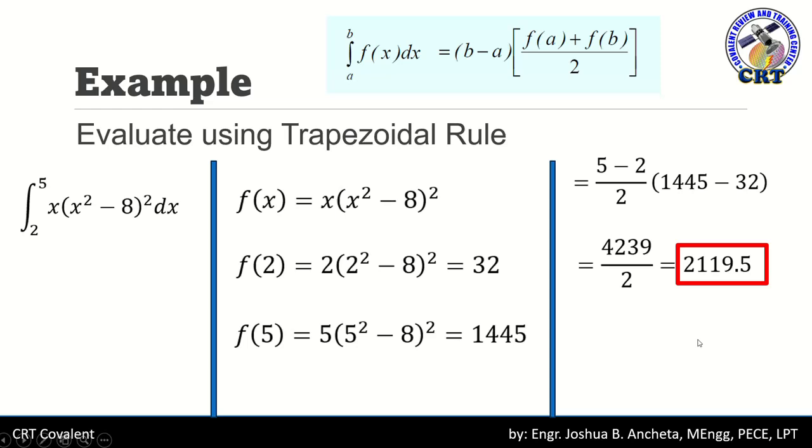But if you have the exact value or the actual value for this integration, it is 829.5. Solving for the error, we have the actual value minus the approximated integration all over the actual value times 100%. For this answer, we have 155.6% error. So this is a big error for this approximation.